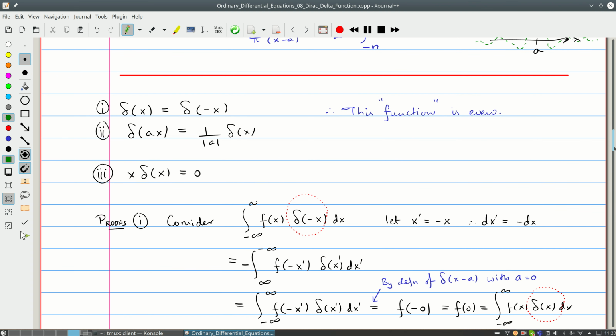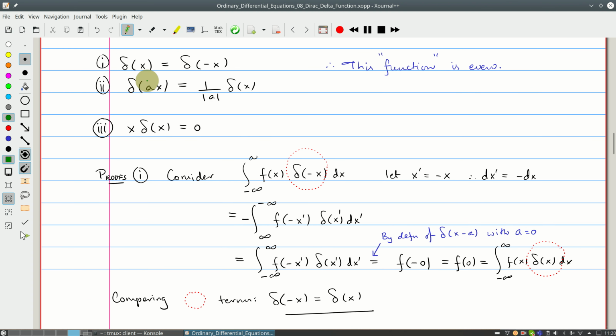Here are some properties which we're going to prove now. The first is that it is an even function. Now it should have been obvious it's an even function, but let's prove it. I put "functions" in quotations here because it's not really a function. So delta of x is equal to delta of minus x. It's even. Then if you scale x, delta of a times x is equal to 1 over modulus of a times delta of x. And the third is that x times delta of x is 0.